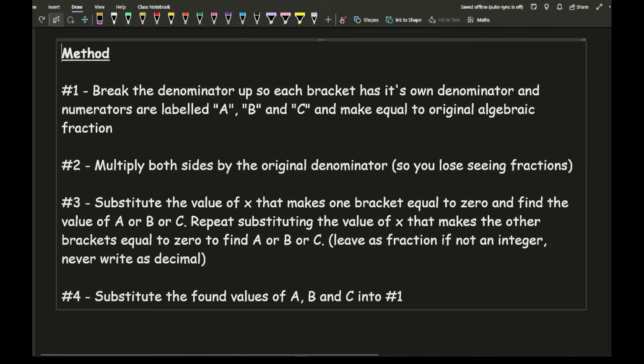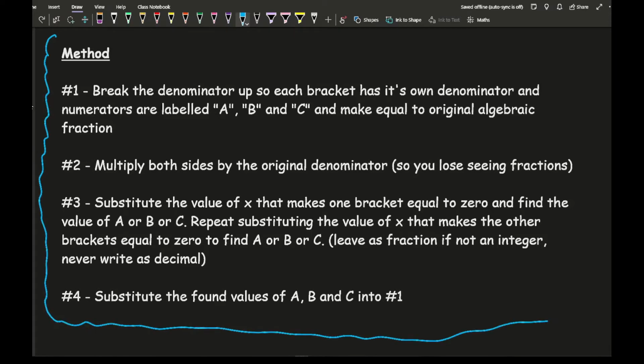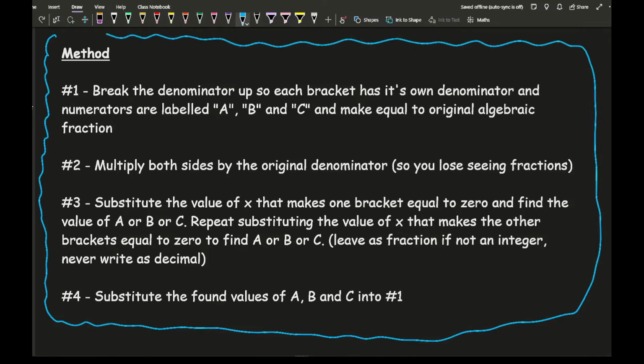However, because you've got an extra bracket, you're going to end up with an extra step to do, an extra letter for you to then work out. Again, the method is pretty much exactly the same, but I do like having a set method when working through these types of questions, and obviously it helps break down what you get marks for when going forward.